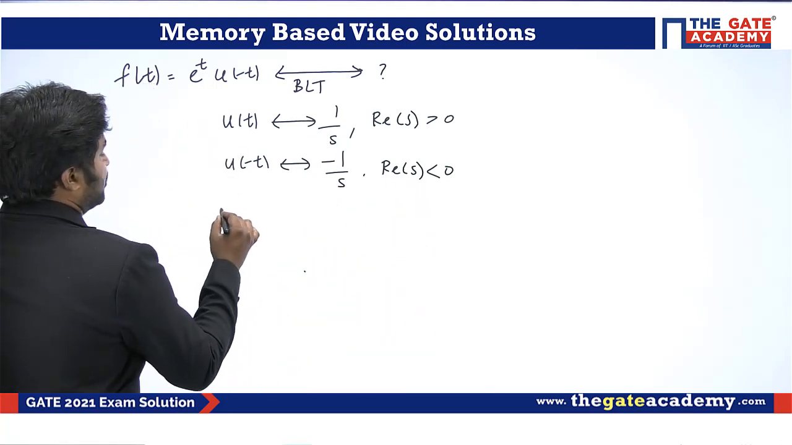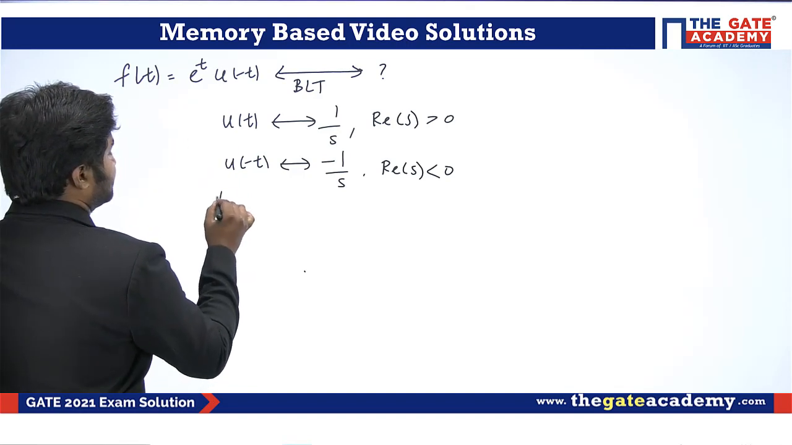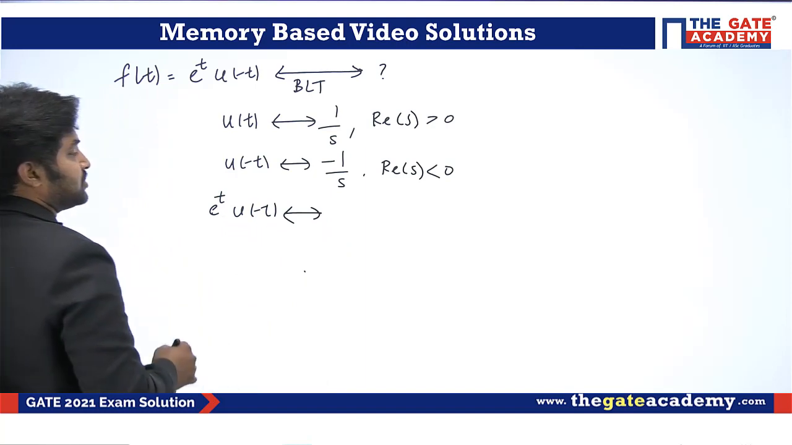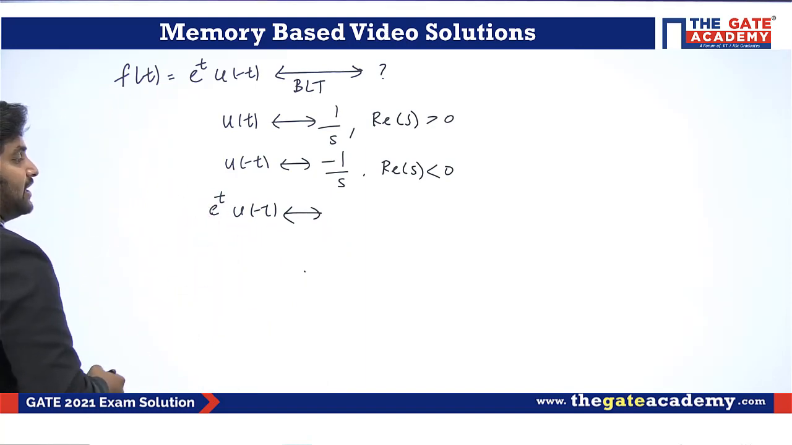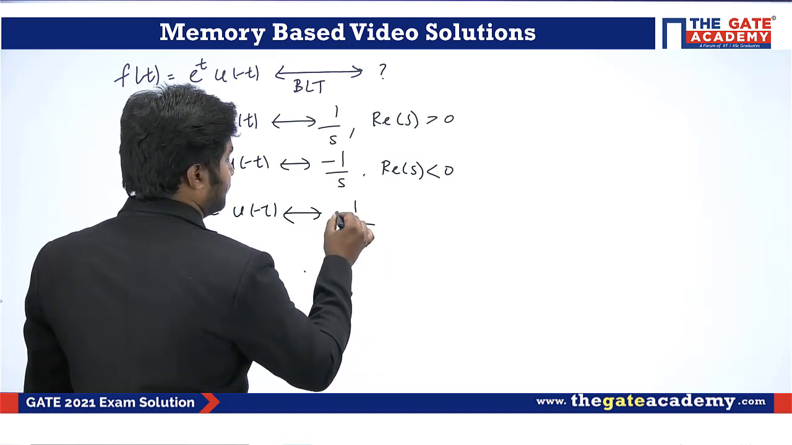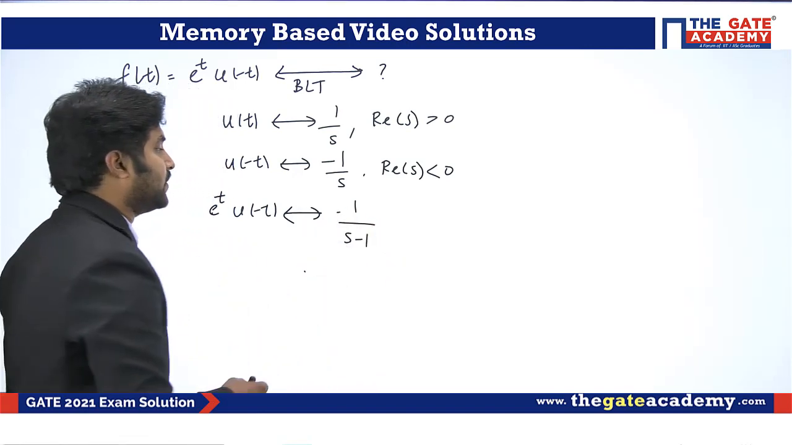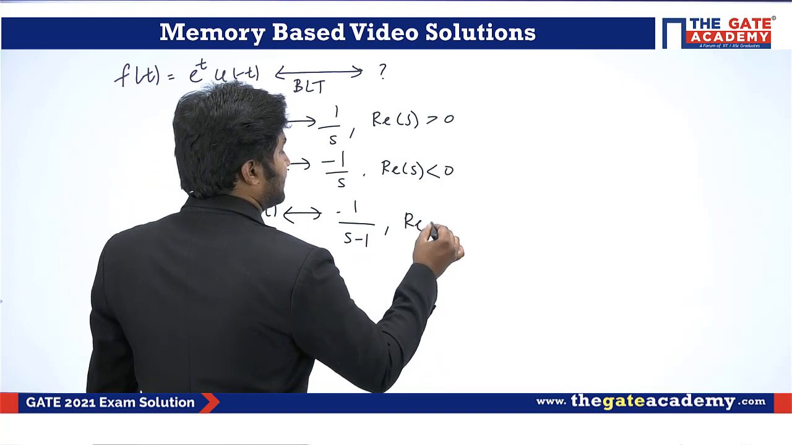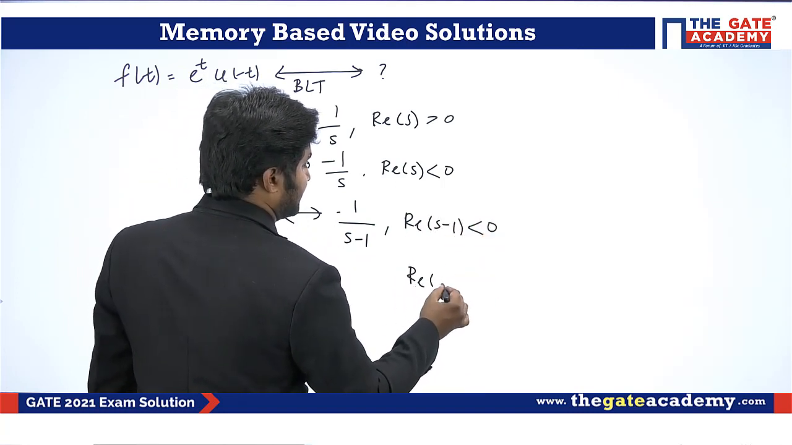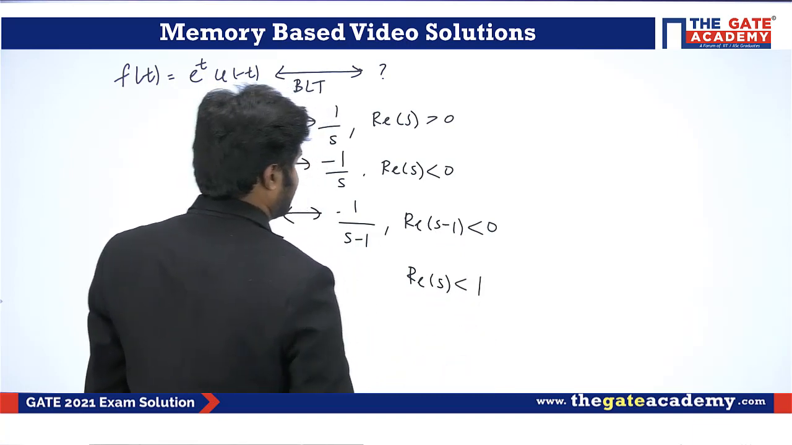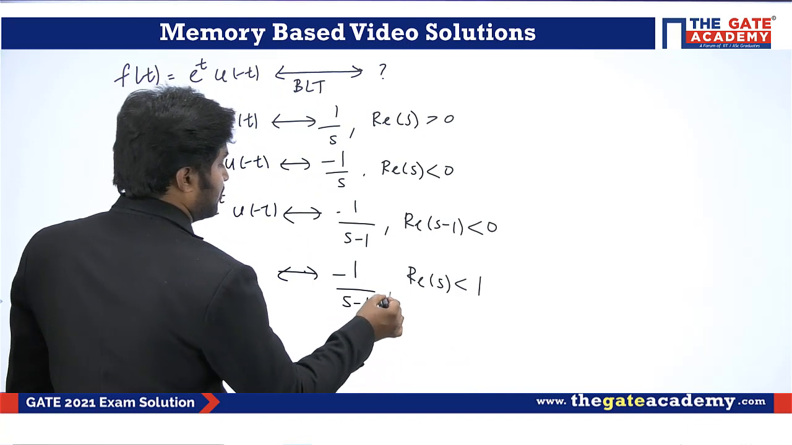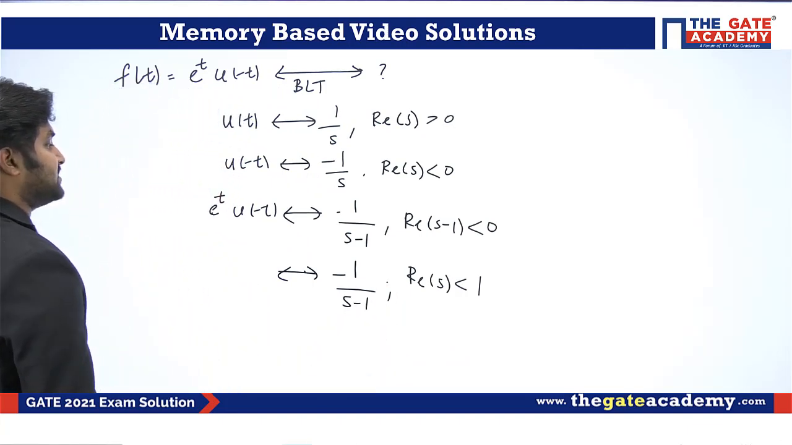Now you apply the first shifting theorem. The first shifting theorem is for e power t u of minus t. When you multiply with e power t, the s gets transformed to s minus 1. Yes or no? So this is going to become the real part of s minus 1 less than 0, which implies that the real part of s is less than 1. So it is minus 1 by s minus 1 for the real part of s less than 1.